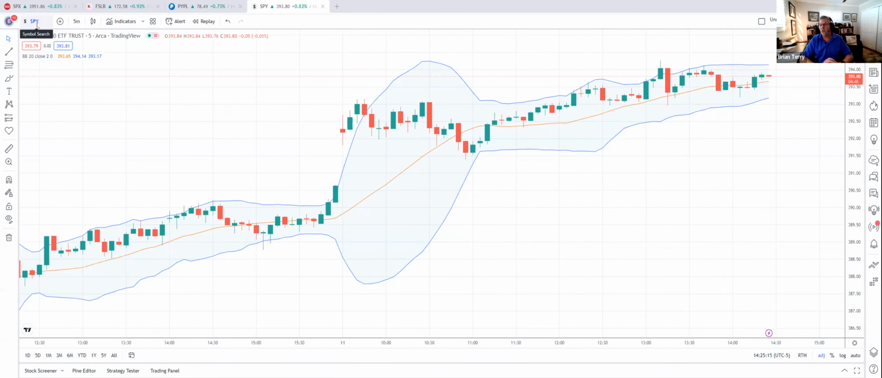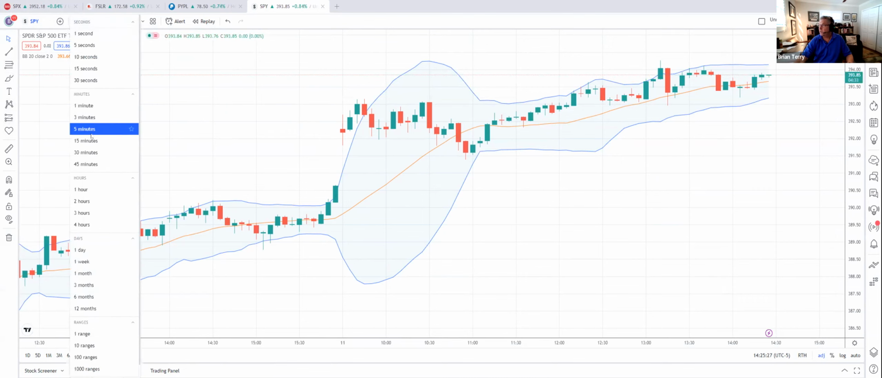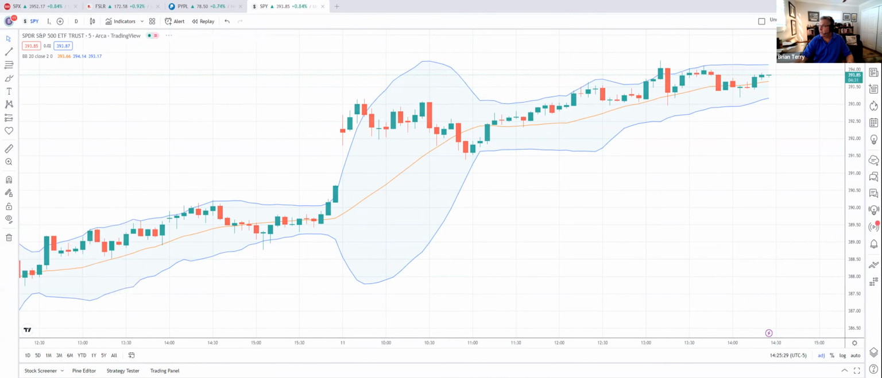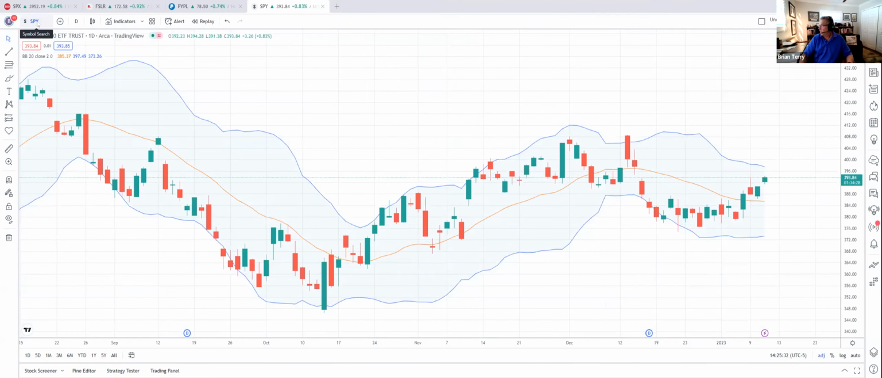It shows you when it's overbought, and we don't have any that were really oversold, but it's the same kind of situation. So let's go back to the daily. Okay, so that is the Bollinger Band.